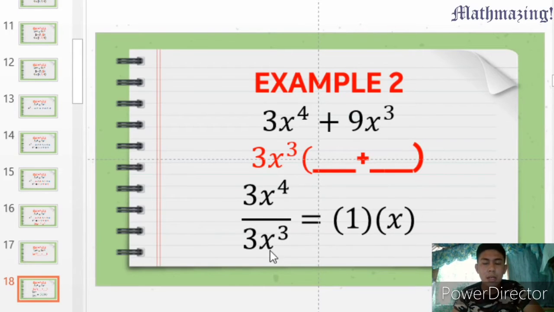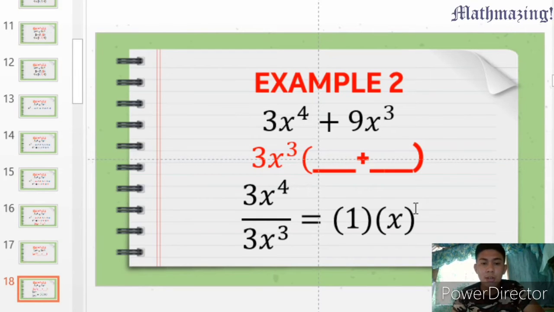x raised to 4 divided by x raised to 3, the answer is x. Bakit siya naging x? Ang gagawin lang natin, we have to subtract the exponent. So 4 minus 3, the answer is 1. So we have to put the base x, then raise to 1.